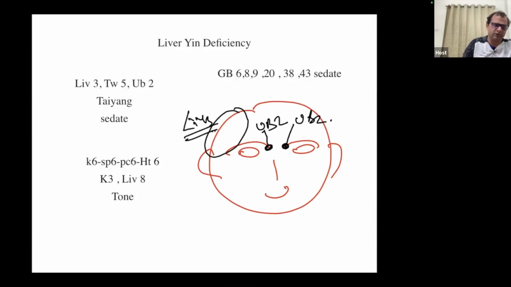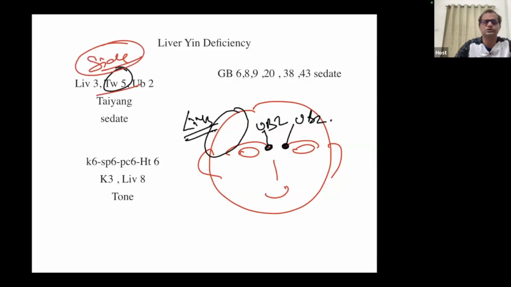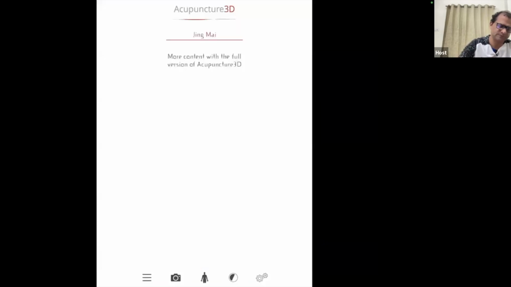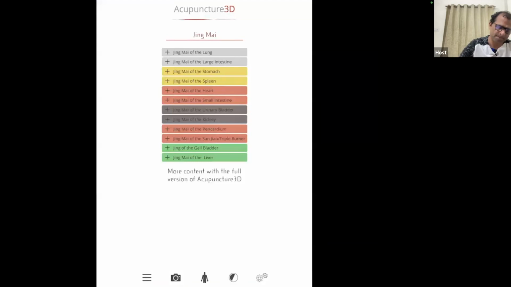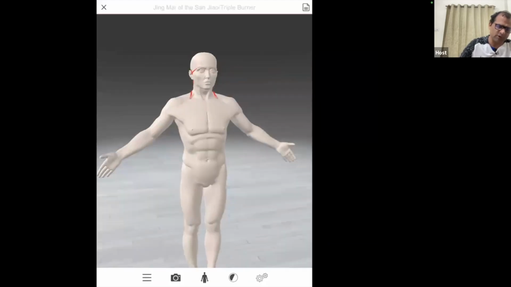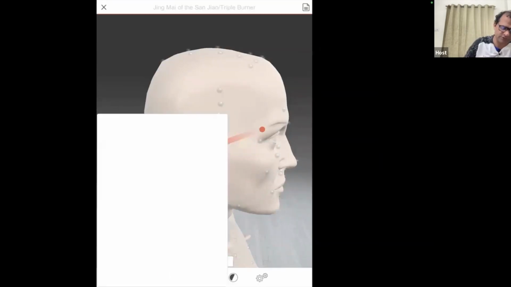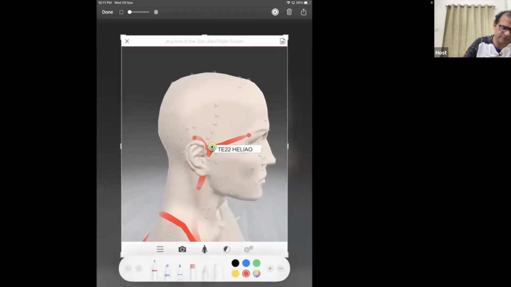Now regarding triple burner 5, it is a very good point for headache on the side. This is also the distal point for the side of the headache, so keep triple burner 5 in mind as well. We can see here in this image, the triple burner meridian is supplying the side of the head region. This is the triple burner meridian. So triple burner 5 is one of the great points for this area.